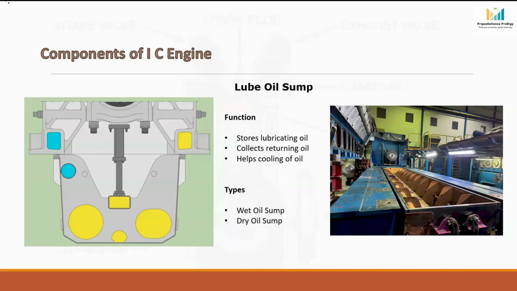In a dry sump system, the lube oil is stored in a separate external oil tank, and only a small amount of oil remains inside the sump. Dry sump systems are commonly used in racing cars, marine engines, and some high performance engines where continuous lubrication is critical.